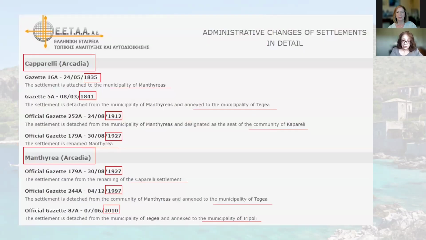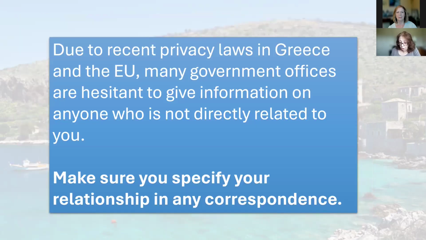And this slide is also from video 1. Notice village and municipality name changes and dates of those changes. A link to the blog post that Carol did on how to navigate the EETAA government website is on the handout. A link to the handout is located in the description of this YouTube video. Due to recent privacy laws in Greece and the EU, many government offices are hesitant to give information on anyone who's not directly related to you. So make sure you specify your relationship in any correspondence.